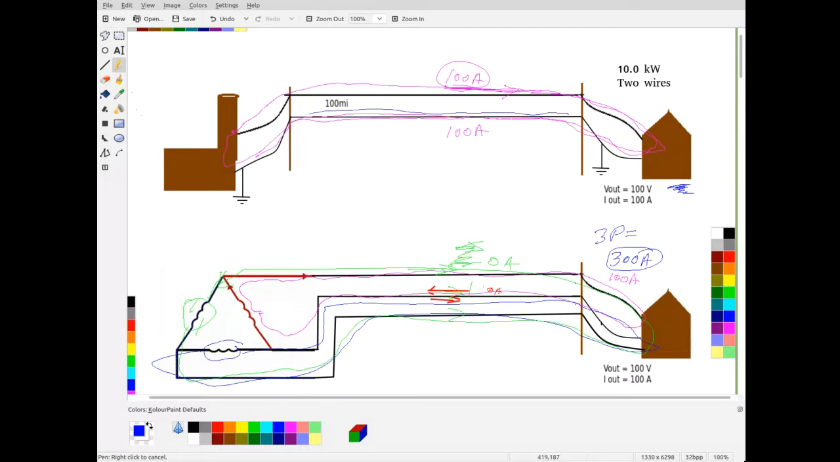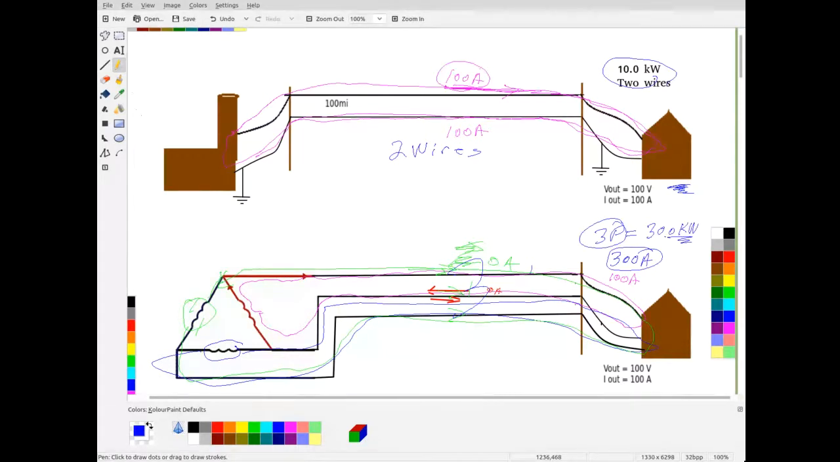I can get 3 times the amount of power delivered over here to my house by connecting one more wire. Because up here I had 2 wires and I was getting 10,000 watts. So now I've got one more wire. So I run one more wire and I get 3 times the amount of power. I'm getting 30,000 watts.